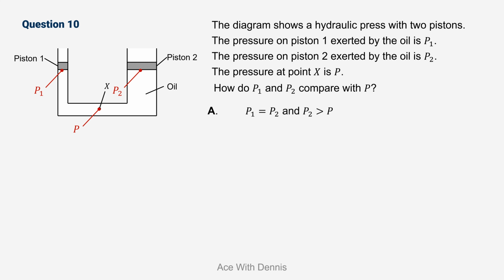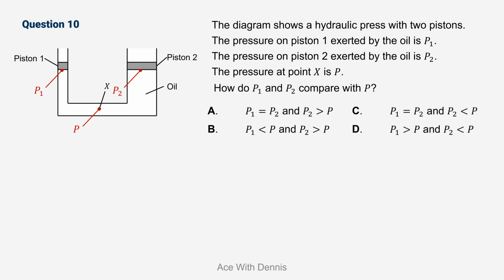Option A, P1 equals P2 and P2 is greater than P. Option B, P1 is less than P and P2 is greater than P. Option C, P1 equals P2 and P2 is less than P. And option D, P1 is greater than P and P2 is less than P.